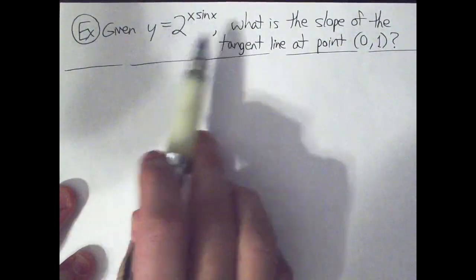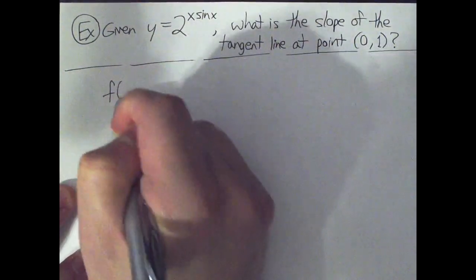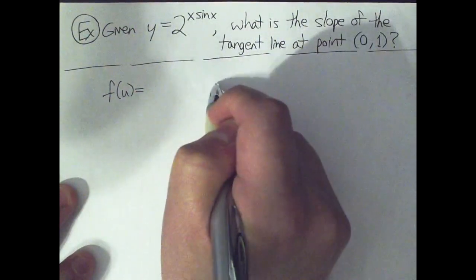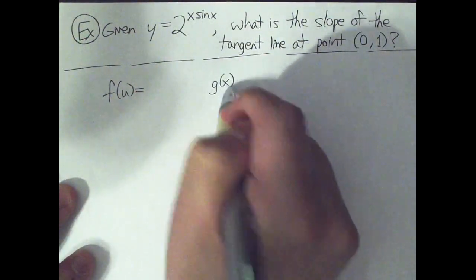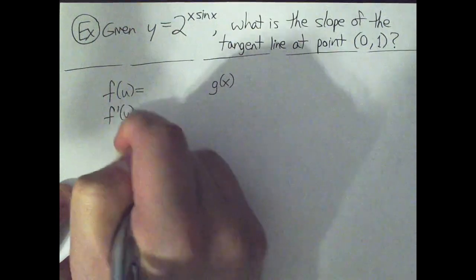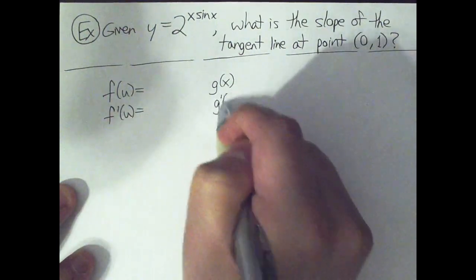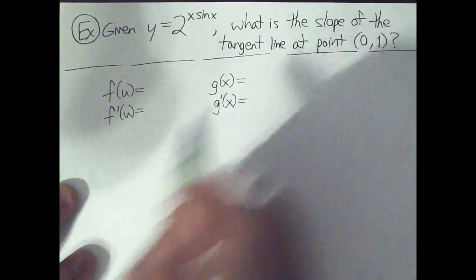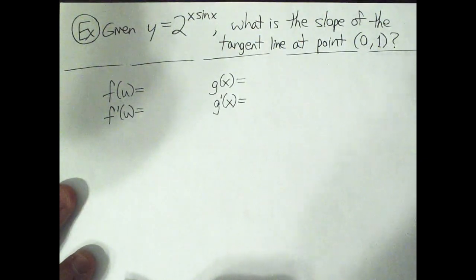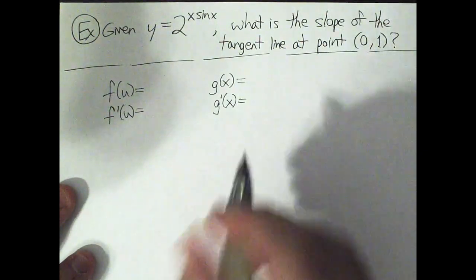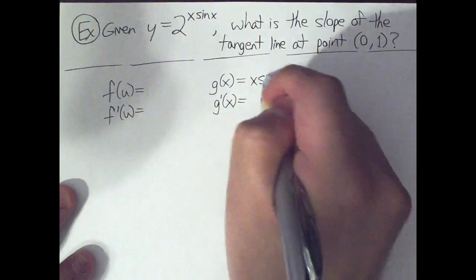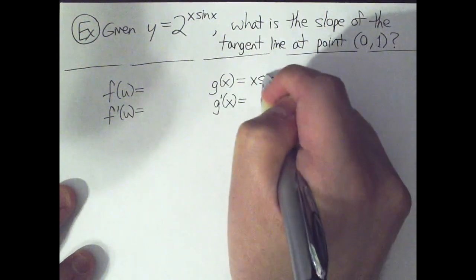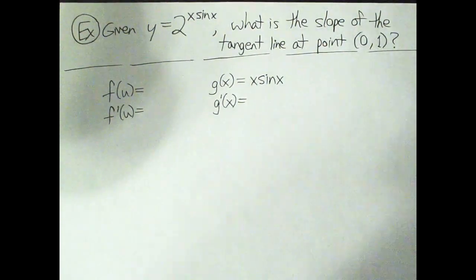Okay, we look at this and we say, I know I'm going to need the derivative. So let's say f of u, g of x, f prime of u, g prime of x. I know we're going to need these pieces to use the chain rule. The inner function in this case would be the part up there in the exponent.